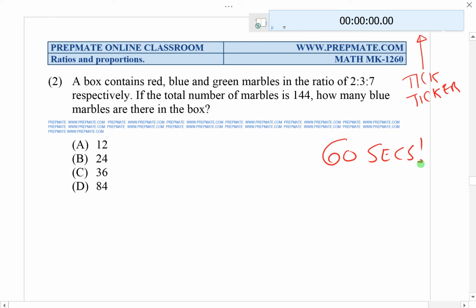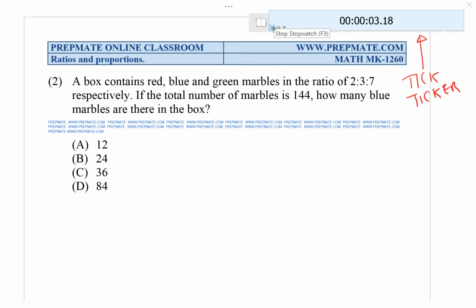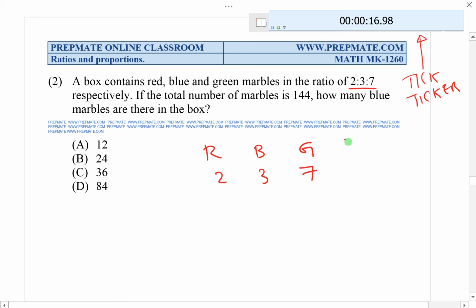All right. So I'm going to erase this first, so I need more space. So I'm going to start the clock. The clock is on. A box contains red, blue, and green marbles in the ratio of 2 to 3 to 7. So I'm going to write this down. Red, blue, and green marbles in the ratio of 2 to 3 to 7. And so we are going to come up with the total here. So that's going to be 7 plus 3 is 10 plus 2 is 12. Okay. If the total number of marbles is 144, so we are going to write 144 underneath total. How many blue marbles are there in the box?